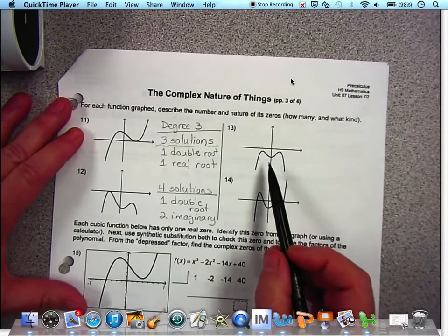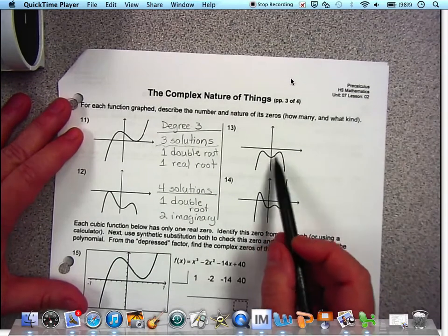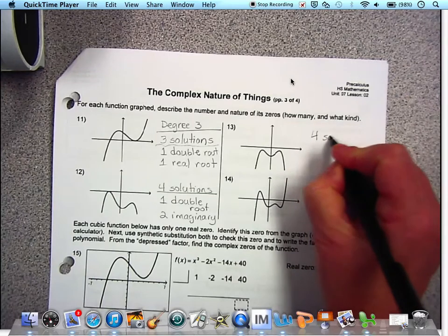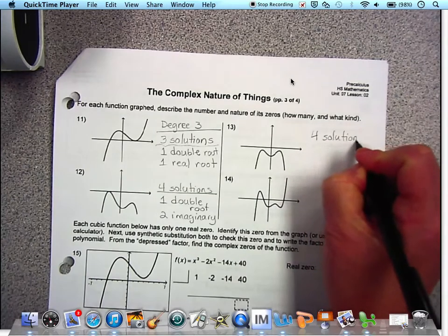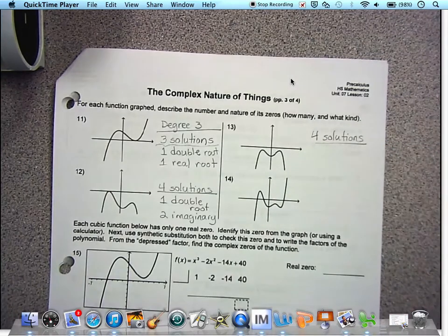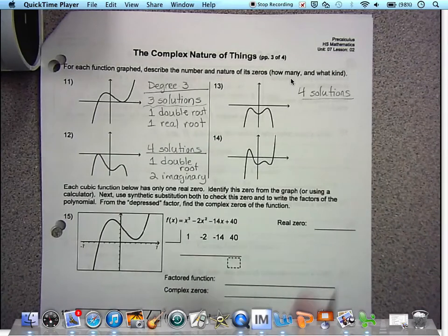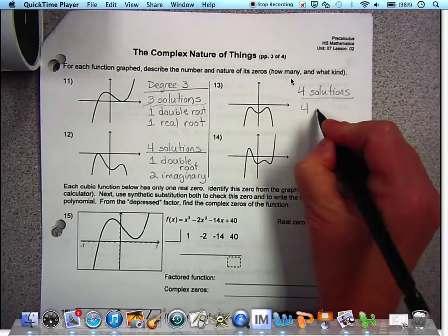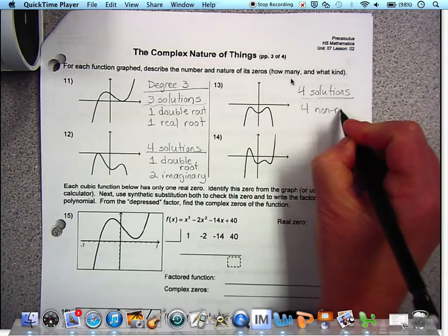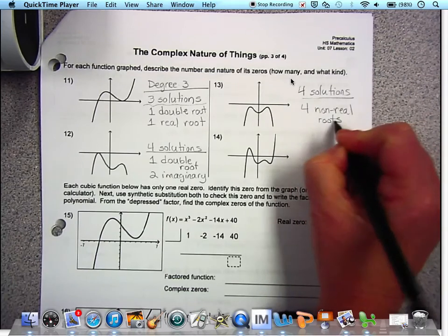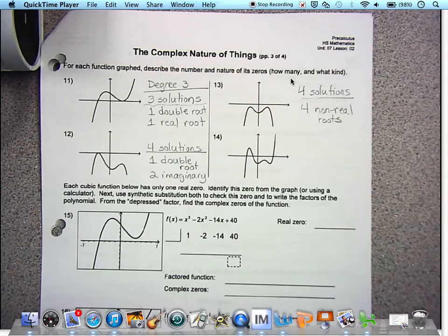Okay, what about this one? How many bends are there? 3. So how many solutions? 4 solutions. Are any of them not imaginary? No, they're all non-real. 4 non-real or imaginary solutions, or roots. 2 pairs, 1 pair and another pair.